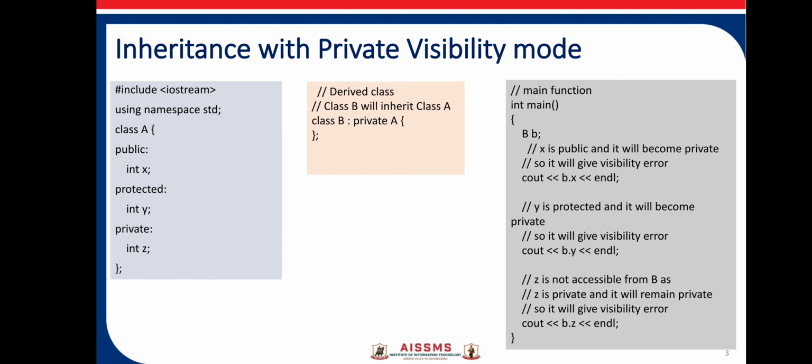Similarly, the protected is also converted into private. Because of that, the y variable is not accessible with the help of object B, and by default the private will remain private. Even the z variable will also not be accessible to object B.